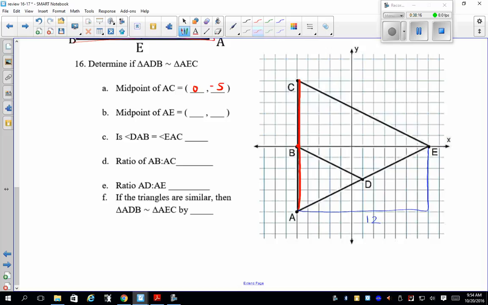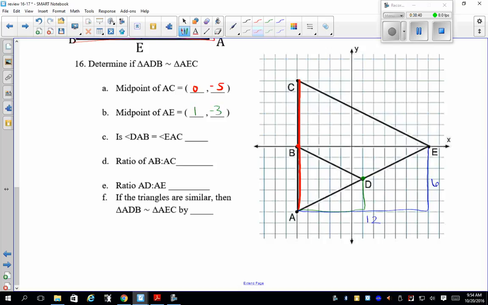The bottom is 12. And this side is 6. In the middle, the midpoint has to be half of that. So half of 12 is over 6. And half of 6 is up 3. And I should land on the line, which I do. So the midpoint of AE is 1, -3.